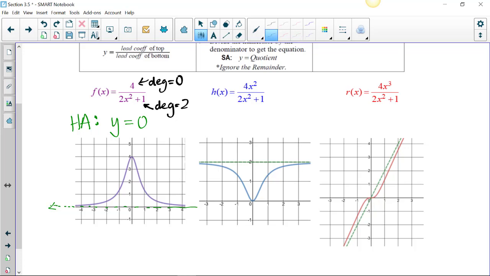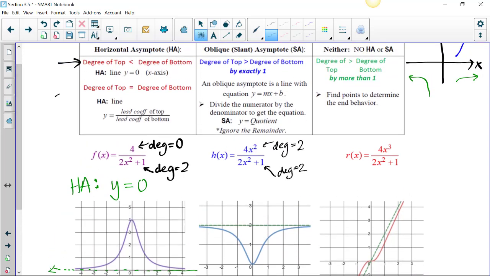All right, so h, the degree of the top is 2. It's quadratic. The degree of the bottom is 2. It's also quadratic. The degree of the top is equal to the degree of the bottom. So when they are equal, then yes, it has a horizontal asymptote. It is the line y equals, what does this mean?